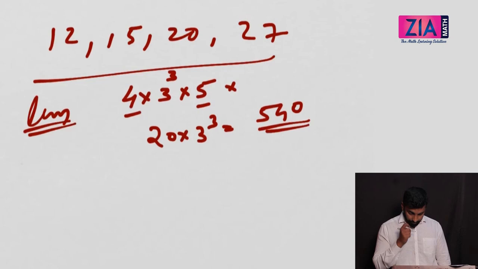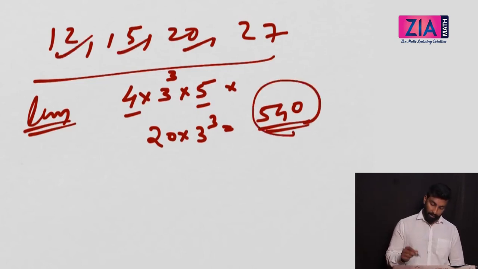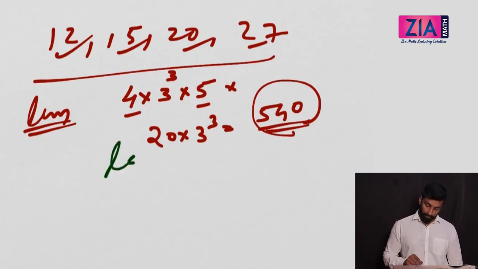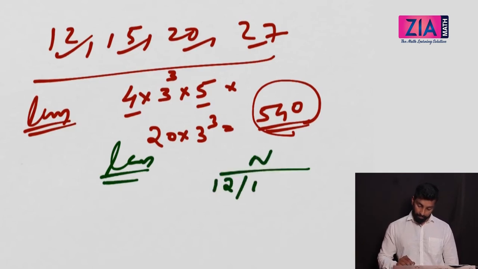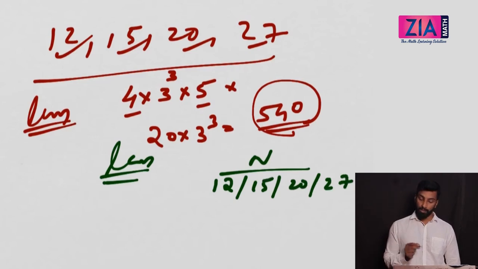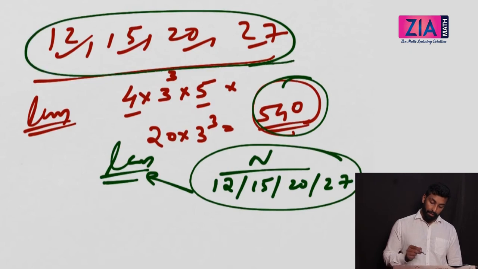So what does this mean? 540 is the least number which is divisible by all of these. So if the question is to find the least number which is exactly divisible by these, you need to find the LCM. Basically you are looking for a number divisible by 12, 15, 20, 27. There are many such numbers possible. You are looking for the least number, that's why you are finding the LCM. In other words, 540 is the least common multiple of all these numbers, right?